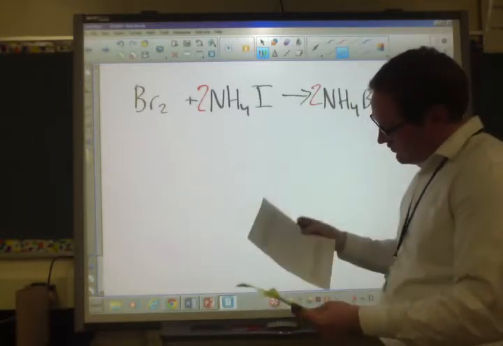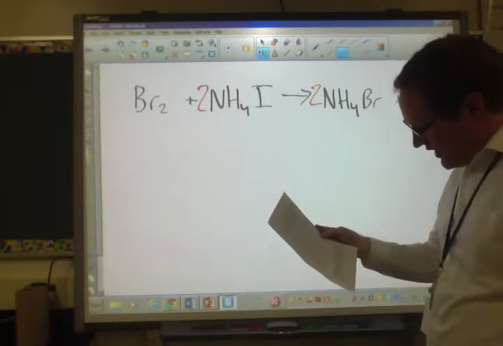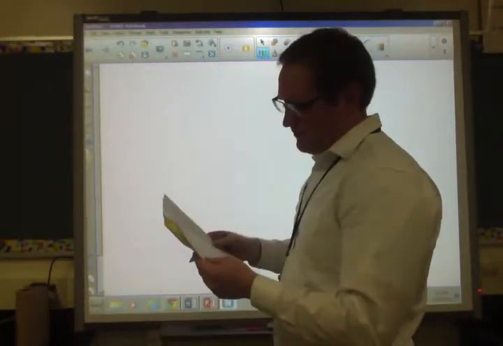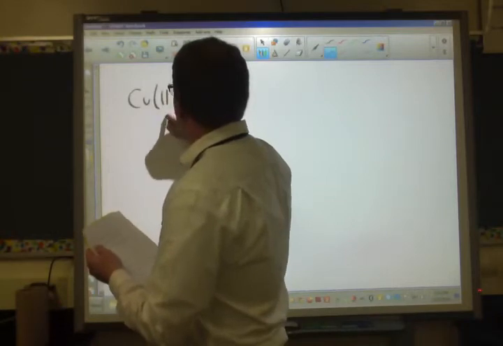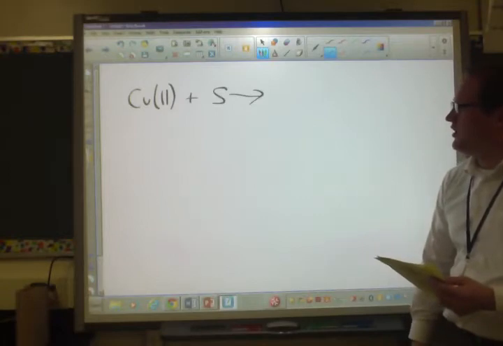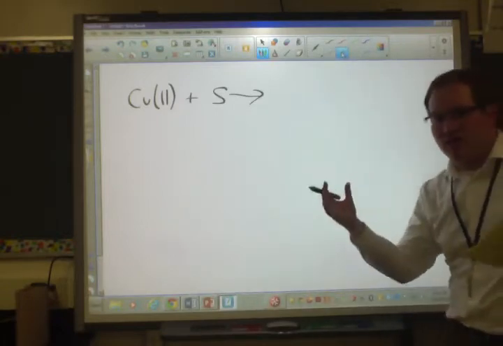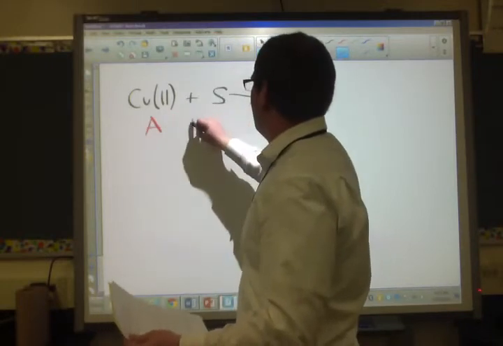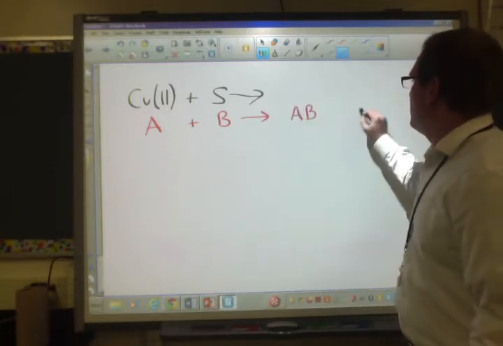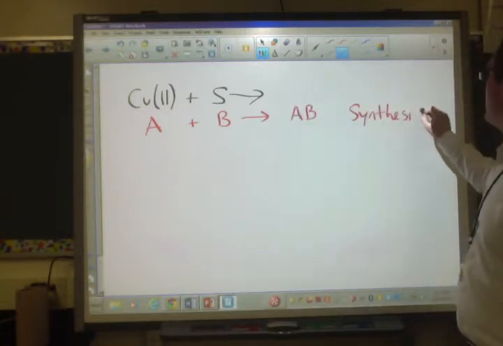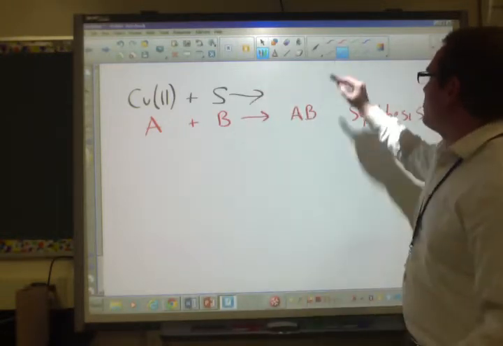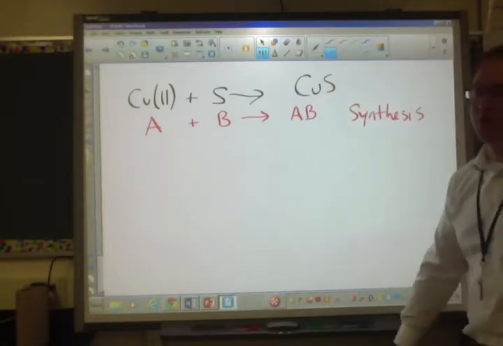Part 2. For this one, I'm looking to balance them. I'm looking to identify the type. All right, so number 1 says copper 2 plus sulfur. So for this, I just have one thing plus another thing. So in essence, I have A plus B. Only thing this could possibly be is synthesis. And since the charge is given, I know I have copper with a charge of 2 plus, sulfur with a charge of 2 minus, CuS, copper 2 sulfide.